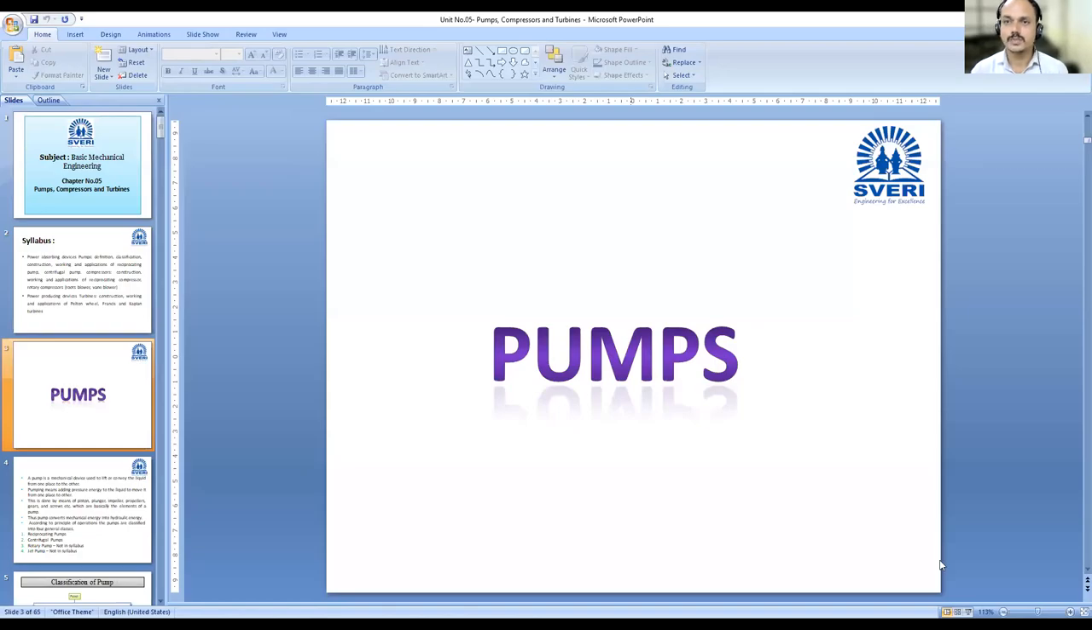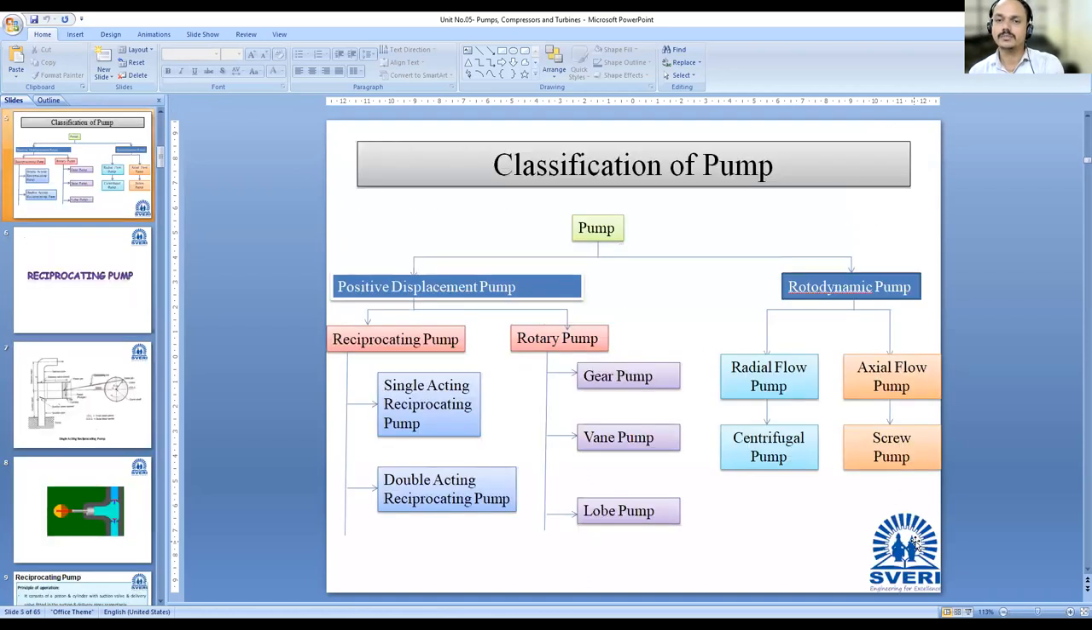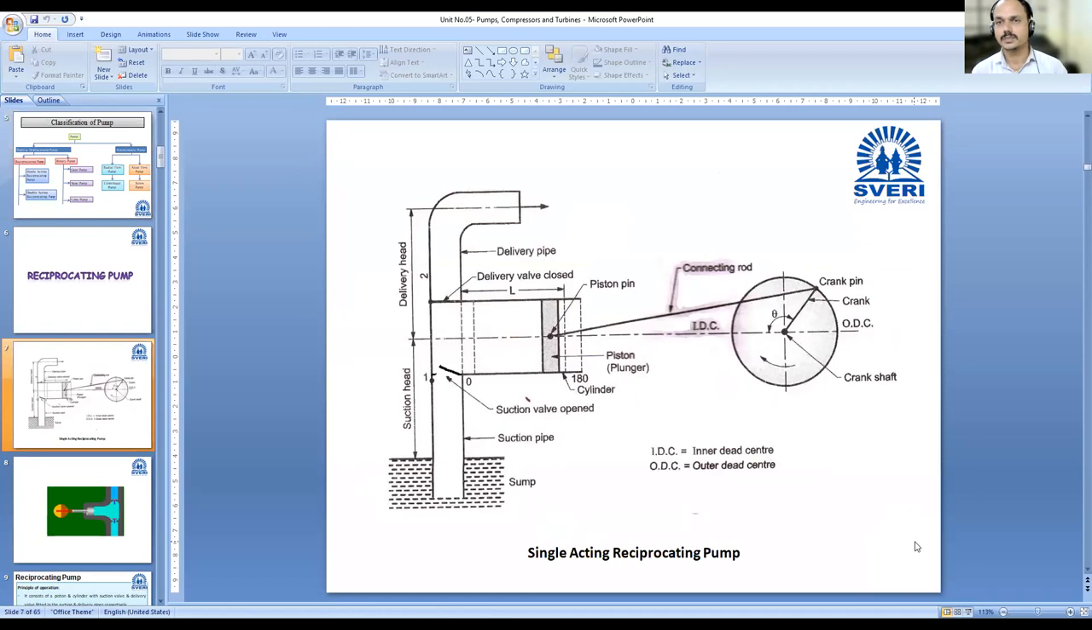Okay, which are those pumps in our syllabus? Centrifugal and reciprocating. Centrifugal pump and the reciprocating pump. So we have seen a reciprocating pump. So this one is the reciprocating pump. This reciprocating pump is the single acting reciprocating pump.